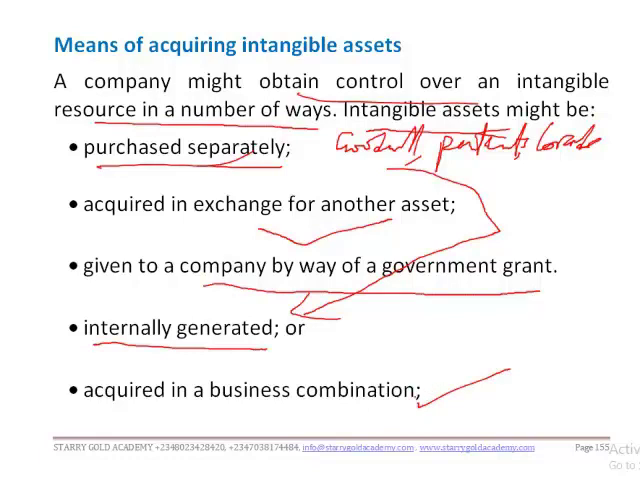Mind you, it is only goodwill acquired in a business combination that is recognized under IFRS 3. Any internally developed or internally generated goodwill should not be recognized. Are we there?